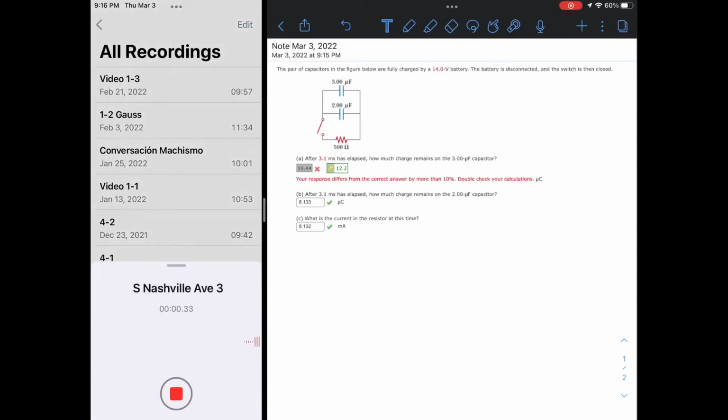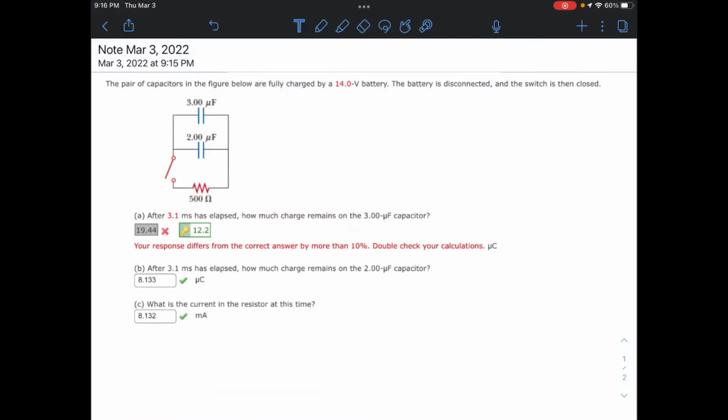Okay, this is WebAssign 10F, problem number 6. The pair of capacitors in the figure below are fully charged by a 14-volt battery. The battery is disconnected and the switch is then closed. After 3.1 milliseconds has elapsed, how much charge remains on the 3 times 10 to the negative 6 farad capacitor?